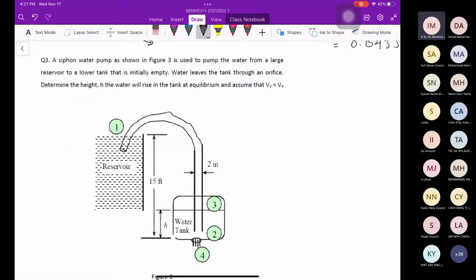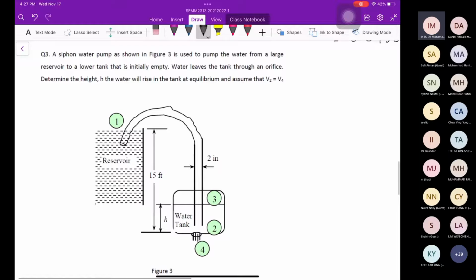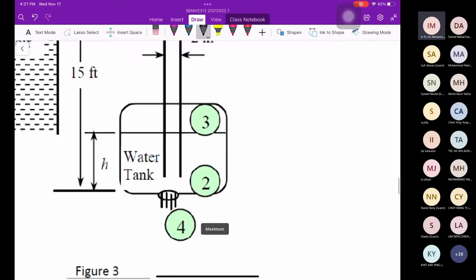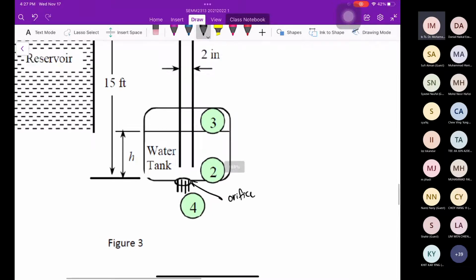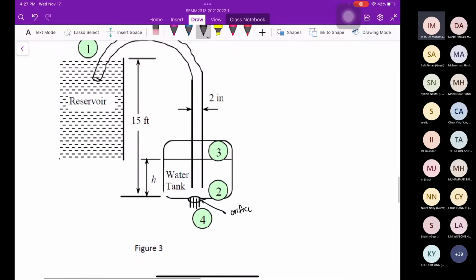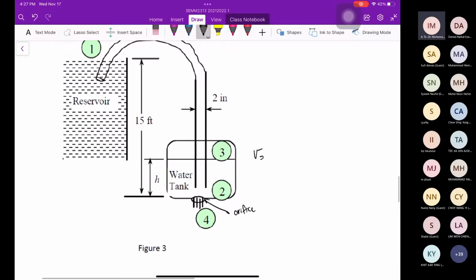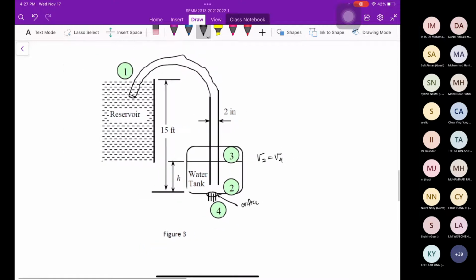A siphon water pump as shown in figure 3 is used to pump water from a large reservoir to a lower tank that is initially emptied. Water leaves the tank through the orifice. Determine the height h the water will rise in the tank at the equilibrium and assume that water velocity V2 equal to V4. So this is the orifice. An orifice is like a nozzle. The water flows out. So assume V2 equal to V4. This is the hint.